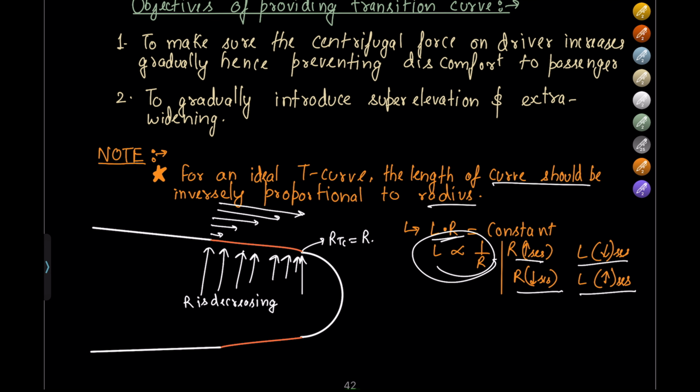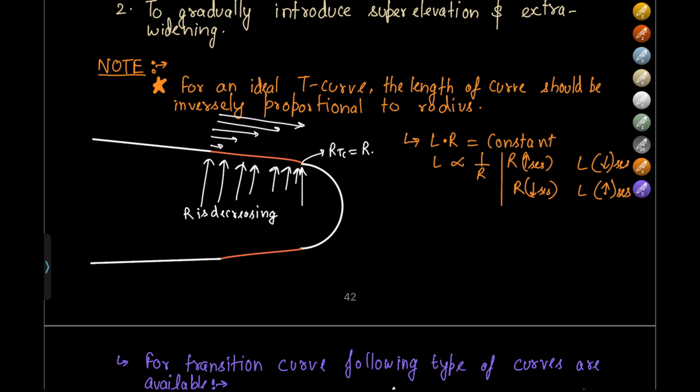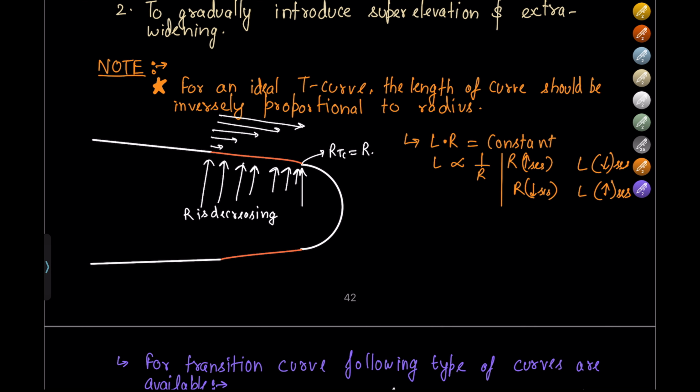See in this diagram also, the red portion is showing the transition curve. As R is decreasing, the length is increasing. See here, the R would be infinity. Here it will have a value less than infinity. This will be further reduced from infinity, and as the radius decreases, the length of the transition curve increases. Fine. So this is a diagram to show that here the radius of transition curve is equal to R. R is the radius of curve. As soon as the radius of the transition curve reaches R, the horizontal curve starts.